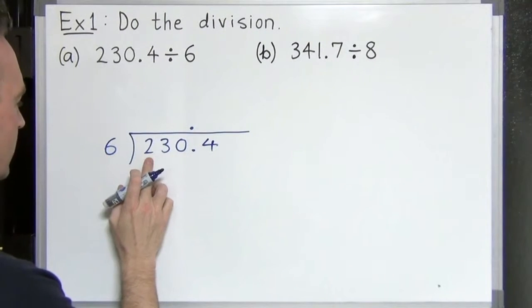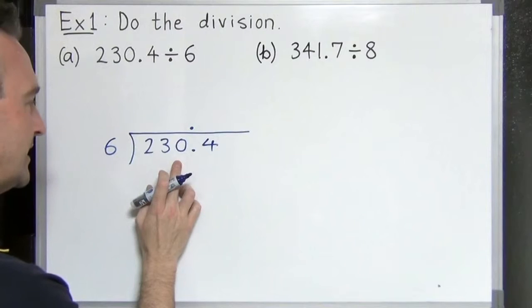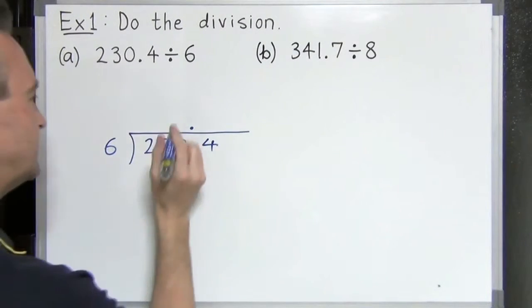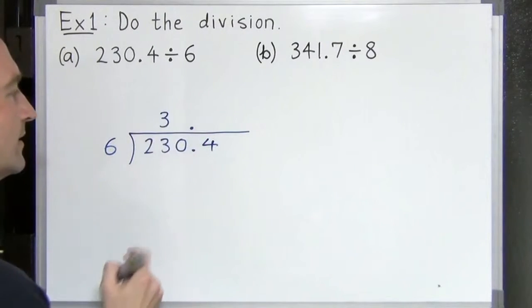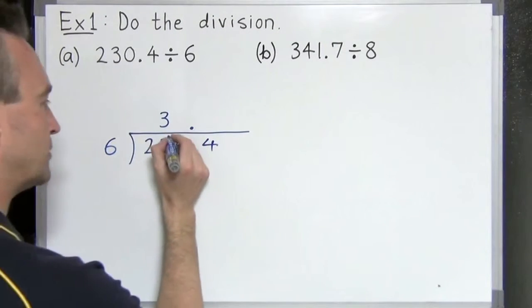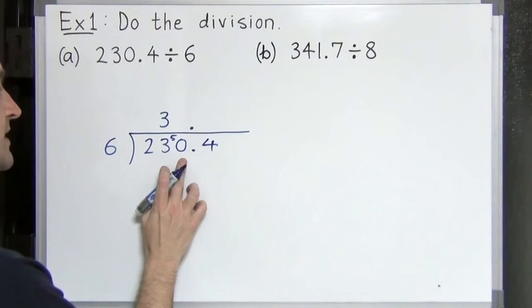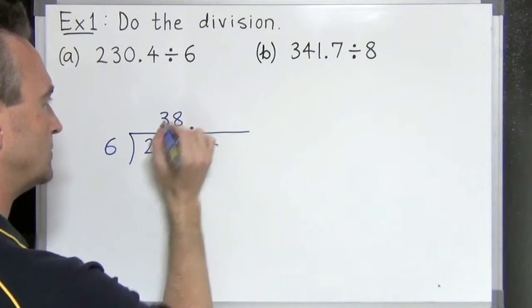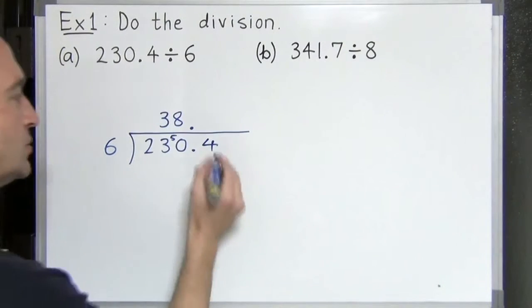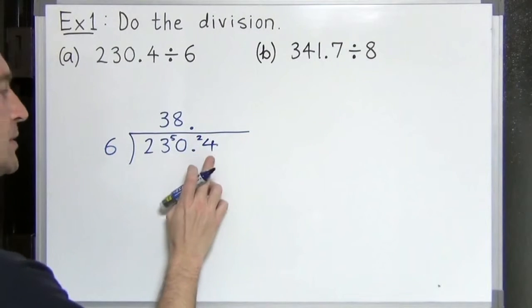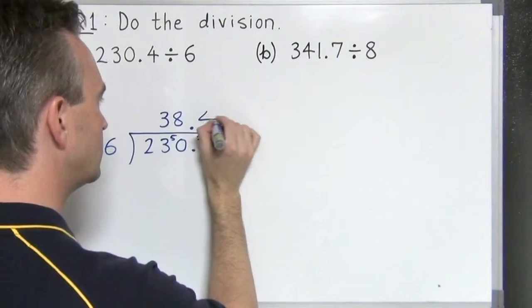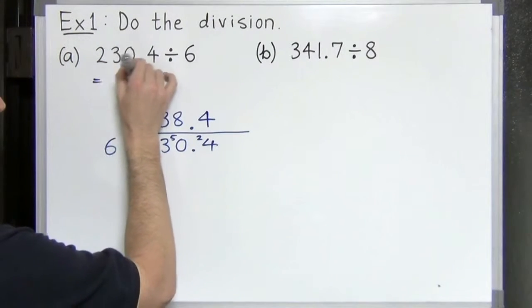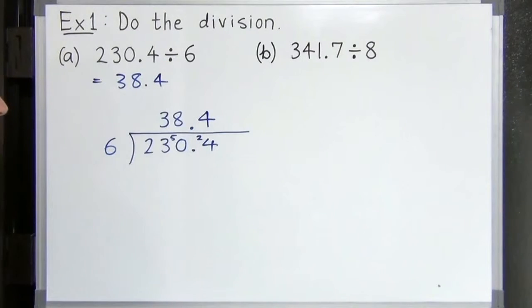6 into 2, can't go. 6 into 23, yes it does go. 6 3s are 18, 6 4s are 24, which is too big. 6 3s are 18. 18 from 23 leaves a remainder of 5. 6 into 50, 6 8s are 48. 48 from 50 leaves a remainder of 2. 6 into 24, 6 4s are 24. Goes exactly with no remainder. There's our answer, 38.4. Not too bad.